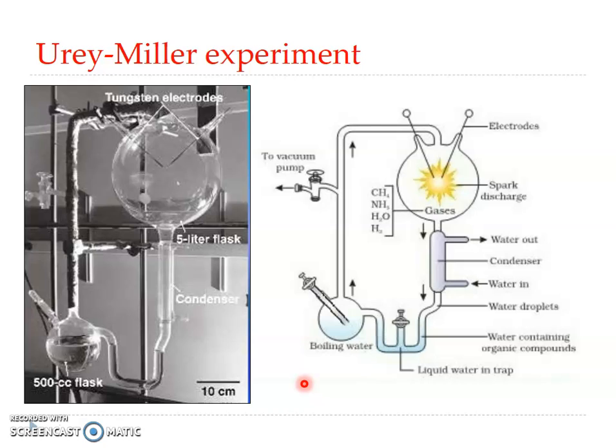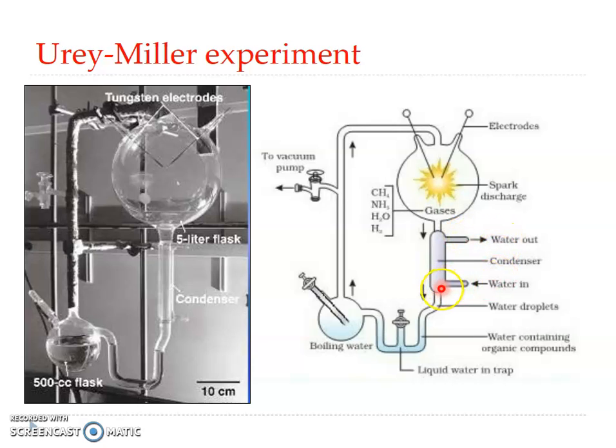So what they did is they created an experimental setup like this, with a 5-liter flask. Here you can see the flask, and this flask was fitted with tungsten electrodes that could provide spark discharge. It almost resembled lightning discharge. Then this was continuous with the condenser, and in the condenser you can see the water inlet and the water outlet.